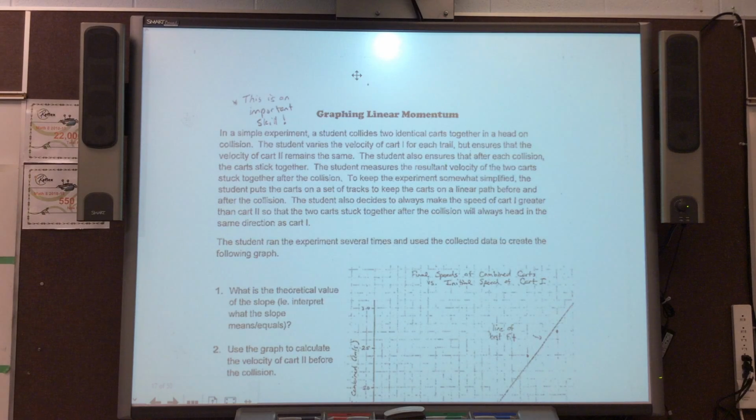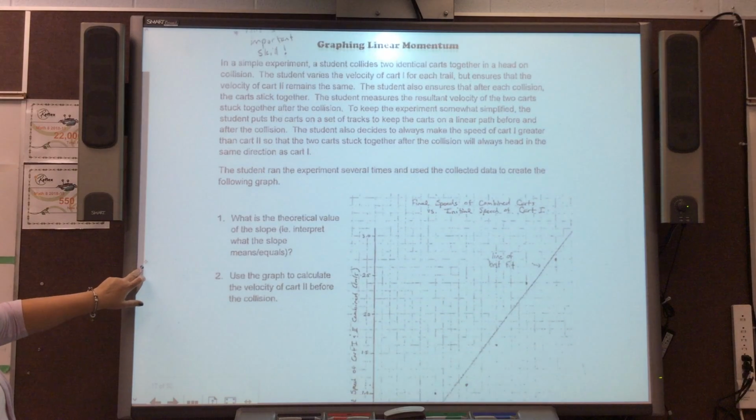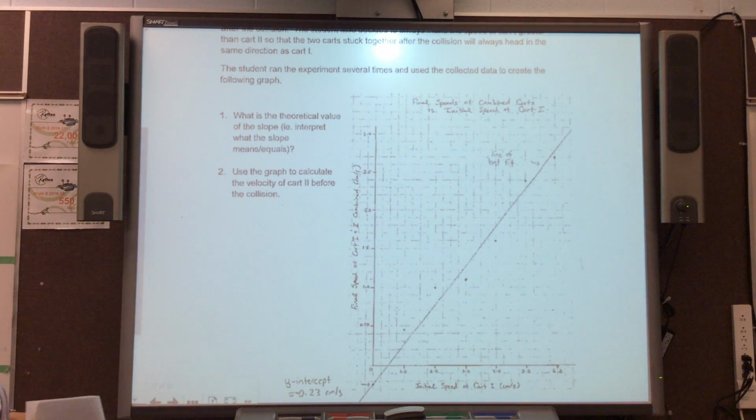To keep the experiment somewhat simplified, the student put the carts on a set of tracks to keep the carts on a linear path before and after the collision. So this is trying to create an isolated system. The student also decides to always make the speed of cart 1 greater than cart 2 so that the two carts stuck together after the collision will always head in the same direction as cart 1. So this is trying to control as many variables as possible. They ran it a couple times and collected several pieces of data.